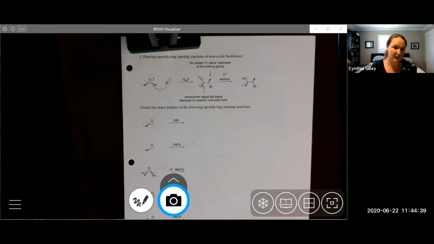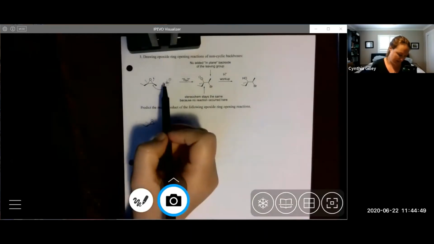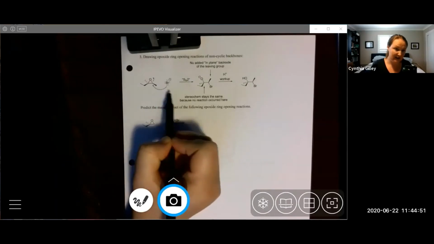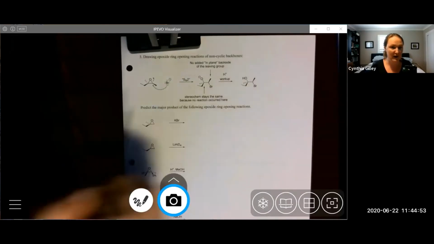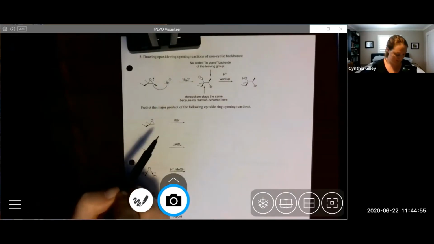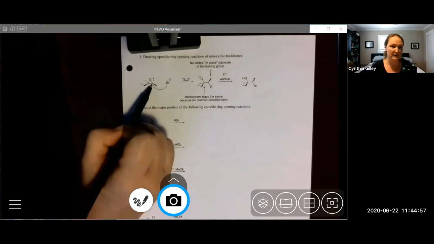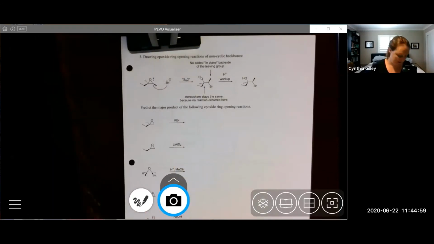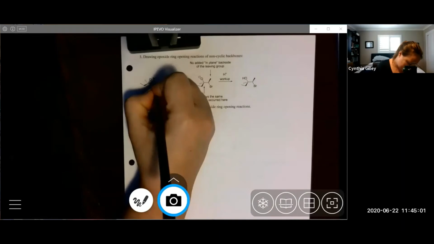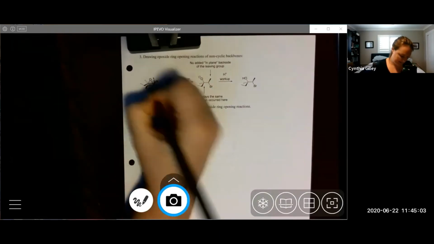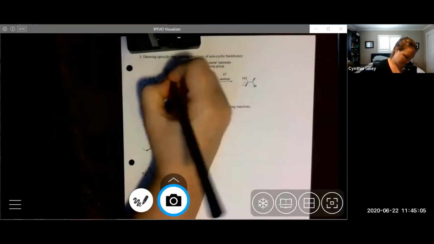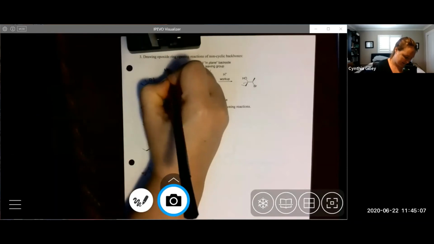Okay, so here we go. We're going to do epoxide ring opening reactions of a non-cyclic backbone. Okay, so notice, right, we have a nucleophile. It is anionic. We have a strong nucleophile, no acid. So it's going to attack the less substituted carbon. I've shown that attacking the secondary carbon because it's a non-acidic condition.